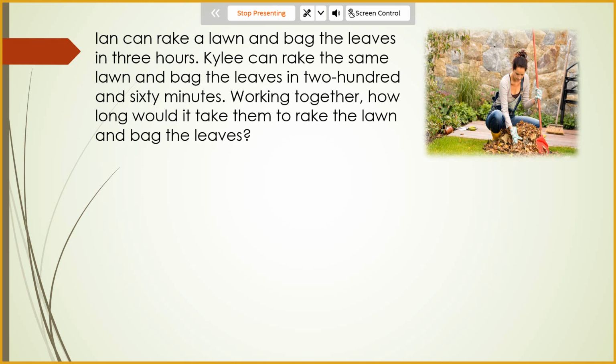Begin. Ian can rake a lawn and bag the leaves in 3 hours. Kylie can rake the same lawn and bag the leaves in 260 minutes. Working together, how long would it take them to rake the lawn and bag the leaves together?